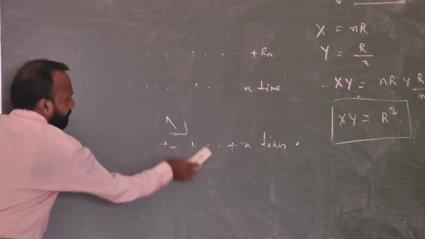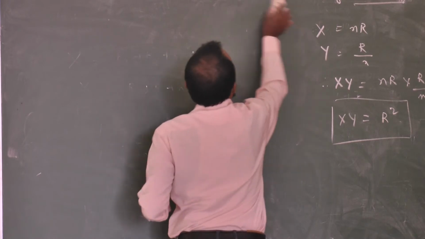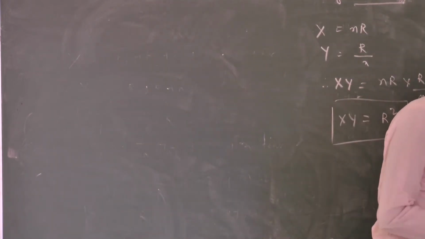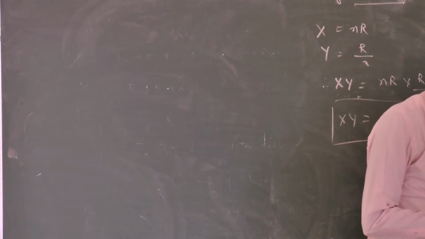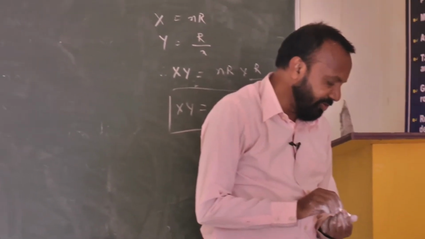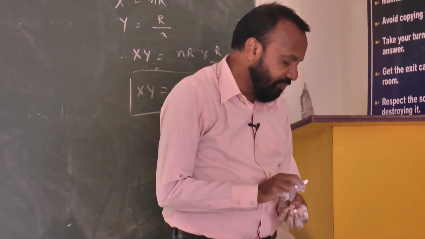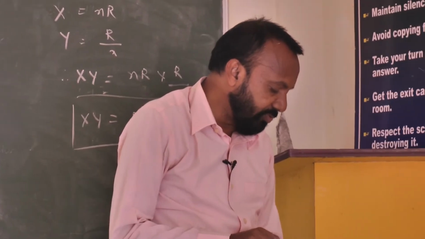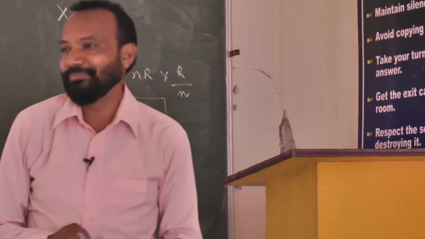Next, one more good question. A parallel combination of 3 resistors takes a current of 7.5 ampere from a 30 volt supply. If the 2 resistors are 10 ohm and 12 ohm, find out the third one.